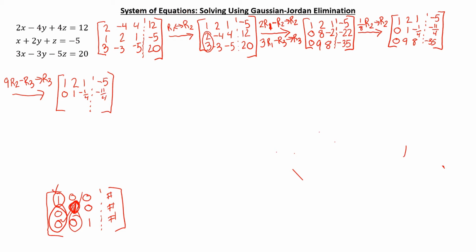And our third row, we're going to do 9 times 0 minus 0 gives us 0. 9 times 1 minus 9 gives me 0. And 9 times negative 1/4 minus 8, that'll give me negative 41 over 4. And then we'll do 9 times, and you can just put all this right into your calculator. So negative 9 times 11 divided by 4 minus negative 35 gives me 41 over 4.